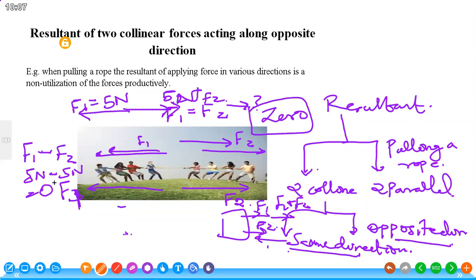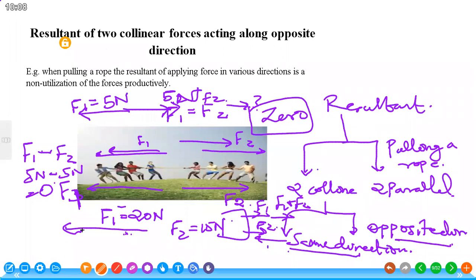Now, the second one we observe. If we apply force on the F1 side, 20 Newton, and on the F2 side, 15 Newton, what is the observation you get, students? The object will move in the F1 direction. So F1 is the west direction.